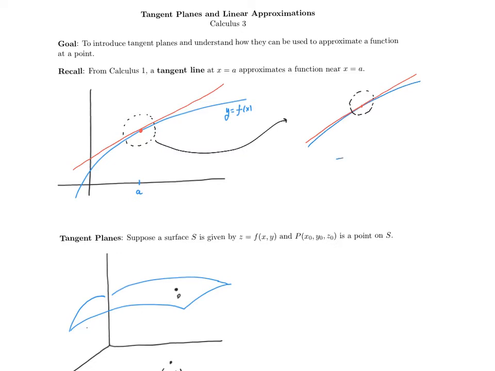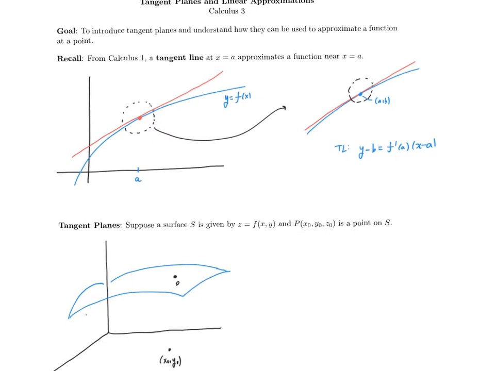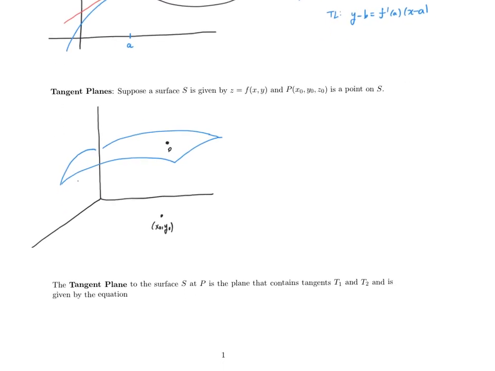And let me just remind you from Calculus 1 that the equation of this tangent line, if we call this point (a, b), is given by y minus b equals f prime of a times (x minus a). And in a moment it'll be nice to reference back to this equation. But for now, let's go ahead and move on to introduce the concept of a tangent plane.